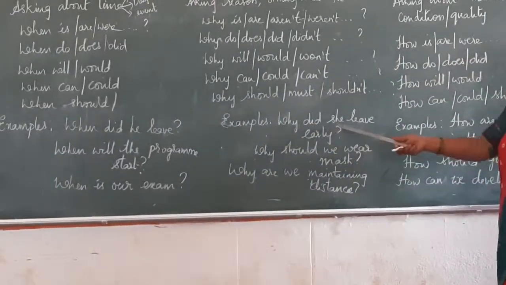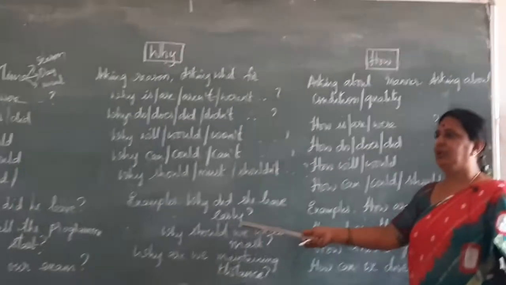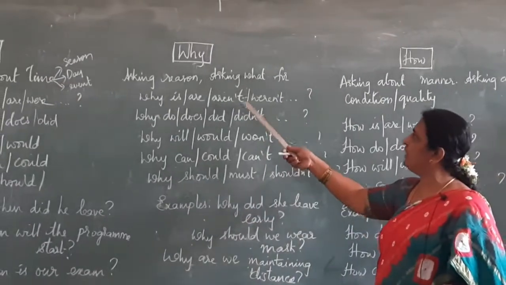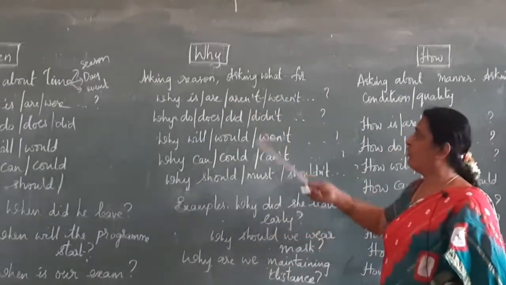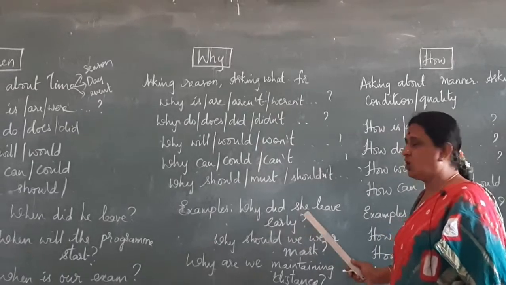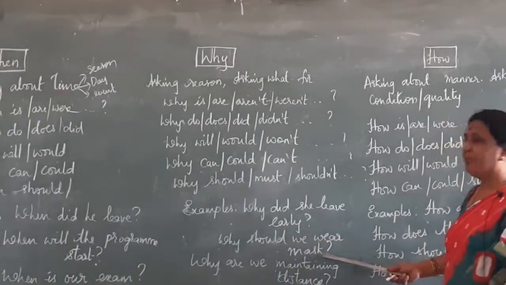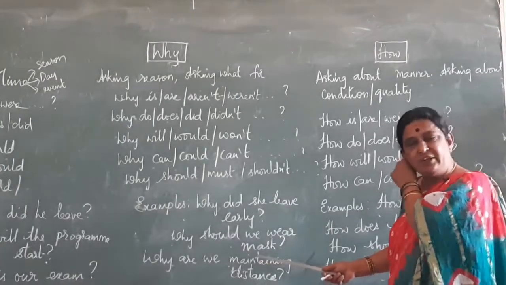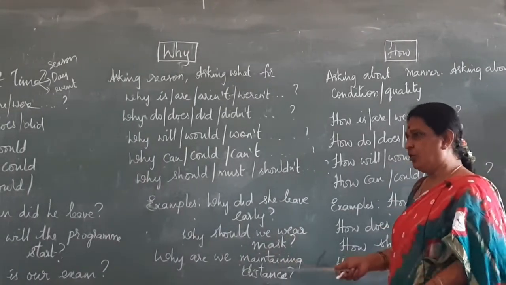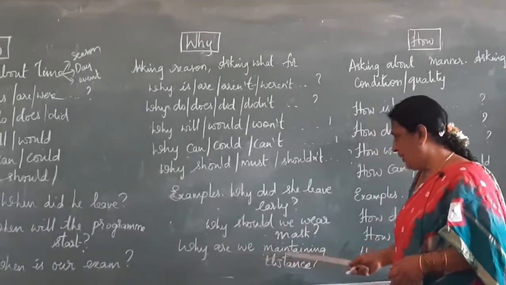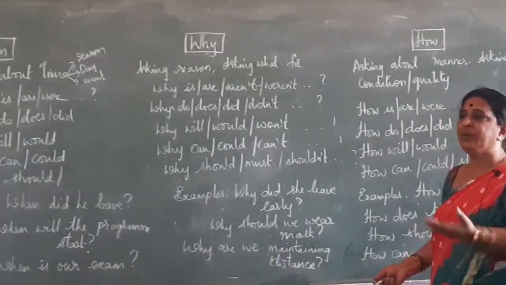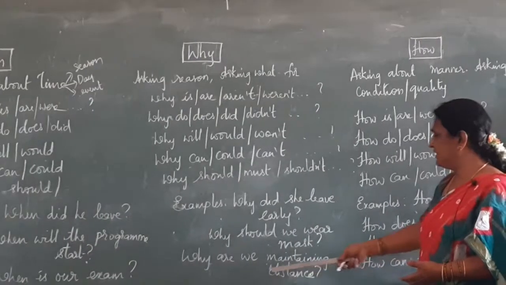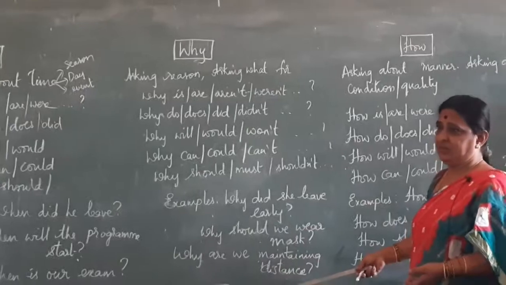Examples. Why did she leave early? So, we are asking about the information. Why? Reason. What is the reason for her leaving so early? Why should we wear a mask? If anyone asks, why should we wear a mask? To prevent from corona or COVID, okay. Why are we maintaining distance? Same thing. Why should we maintain distance? So, there is something, what for? There is some reason for doing this one, isn't it?